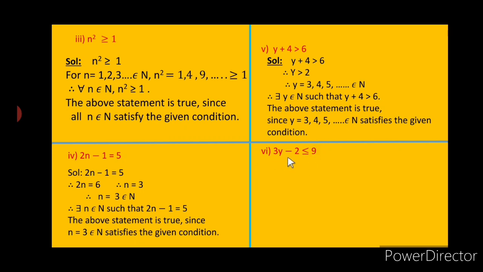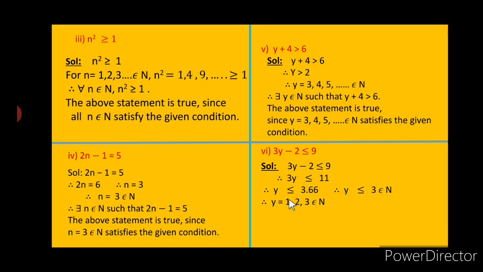Now next one, 3y minus 2 is less than or equal to 9. Now again take minus 2 on the other side, it will become plus. So you will get 3y is less than or equal to 11, or y is less than or equal to 11 by 3, that is 3.66. Again we have to consider the natural numbers less than 3.66. So that is up to 3. So therefore y is less than or equal to 3 belonging to natural numbers. So y will be equal to 1, 2 or 3.